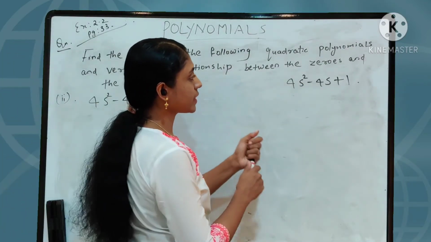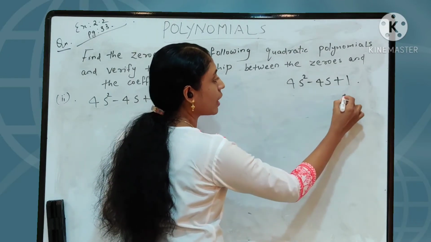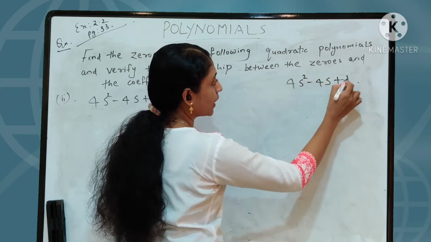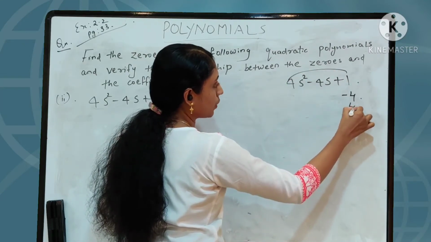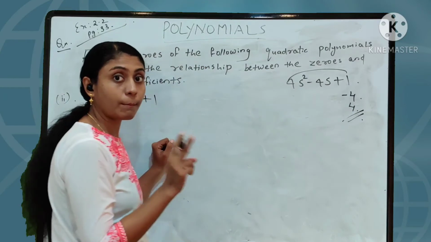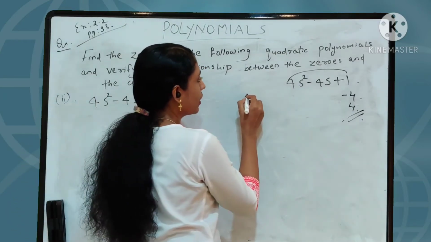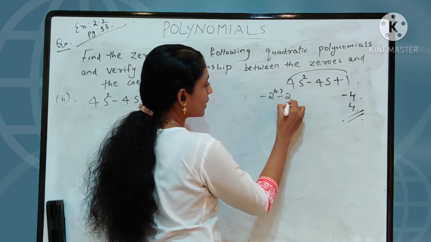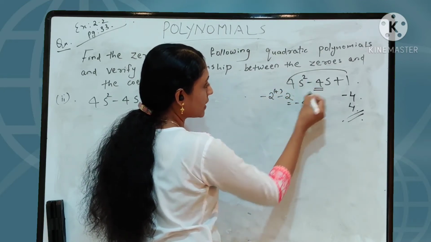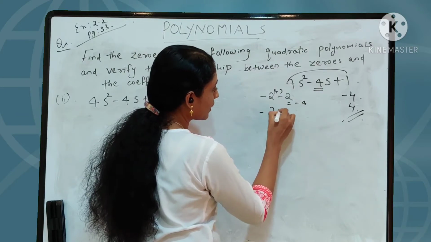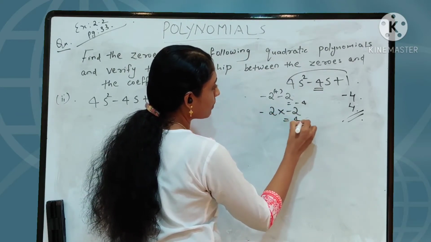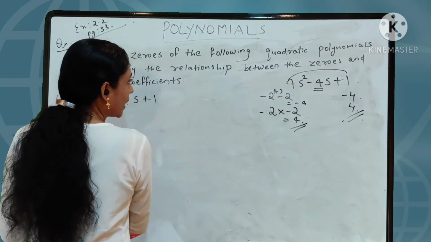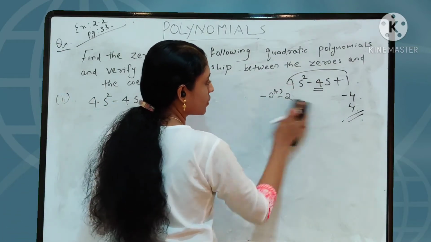4s square minus 4s plus 1. So when we do sum, we have to get minus 4, and when we do multiplication, we have to get 1 into 4, that is plus 4. So which are the values? Minus 2, right? That is minus 2 and minus 2. When we do addition, minus 2 plus minus 2, we will get minus 4, this middle term. And when we do multiplication, minus 2 into minus 2, we will get plus 4, this value, that is 1 into 4. So we can take the values as minus 2 and minus 2.